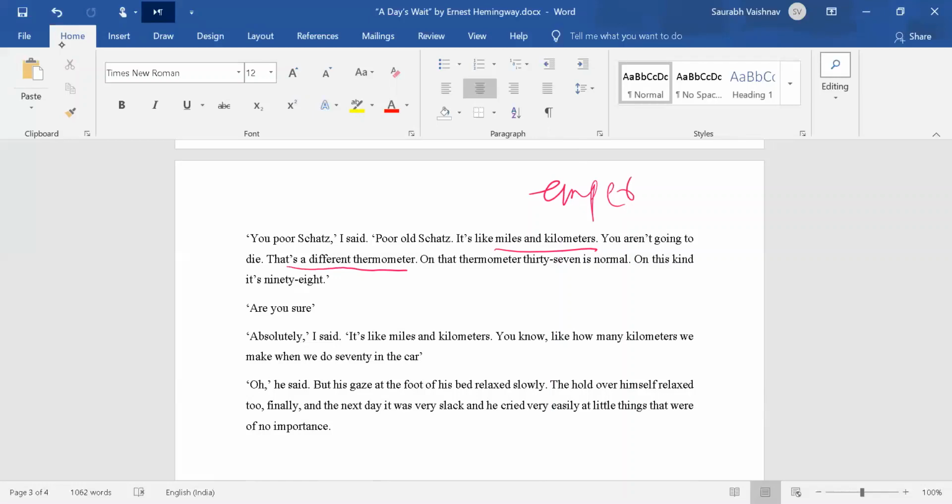"On that thermometer, 37 is normal." There are two types of thermometer, Celsius and Fahrenheit. So Shaz's father says that it's a different thermometer that you are talking about. In a Celsius thermometer, 37 is the normal temperature. And on this kind, it is 98. So when the doctor came to check the temperature of Shaz, he was using the Fahrenheit temperature.